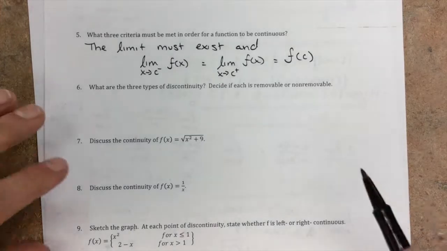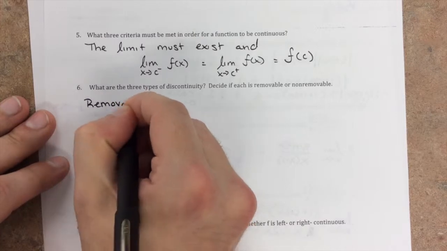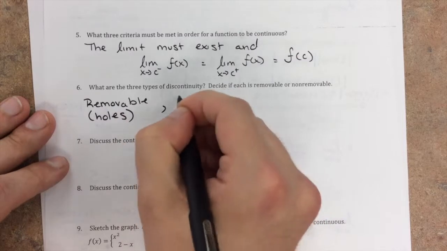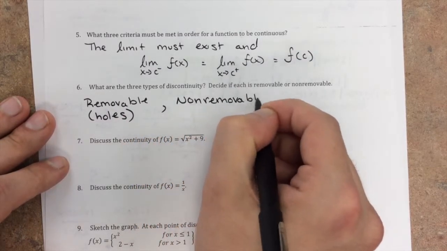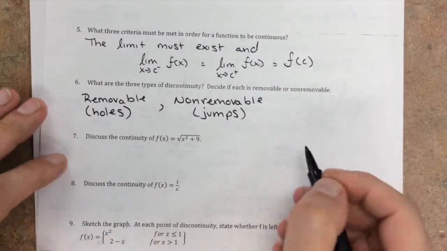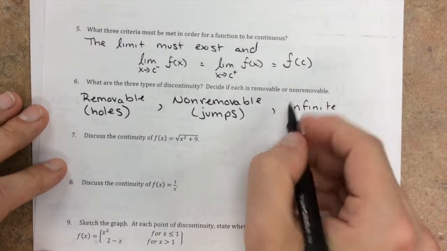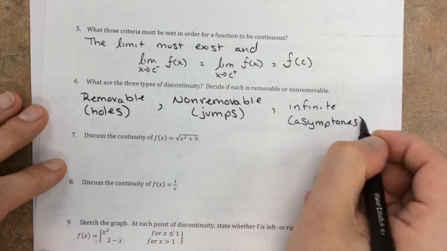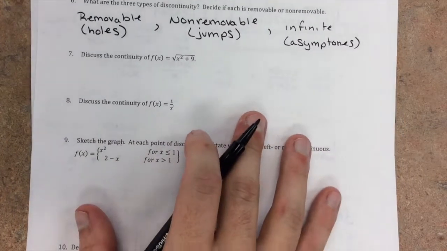So then what are the three types of discontinuity? One is removable. Those are our holes. We have non-removable discontinuities, and those are our jumps. And then our last one are infinite discontinuities, and those are our asymptotes. Okay, so those are our three different types of discontinuities.